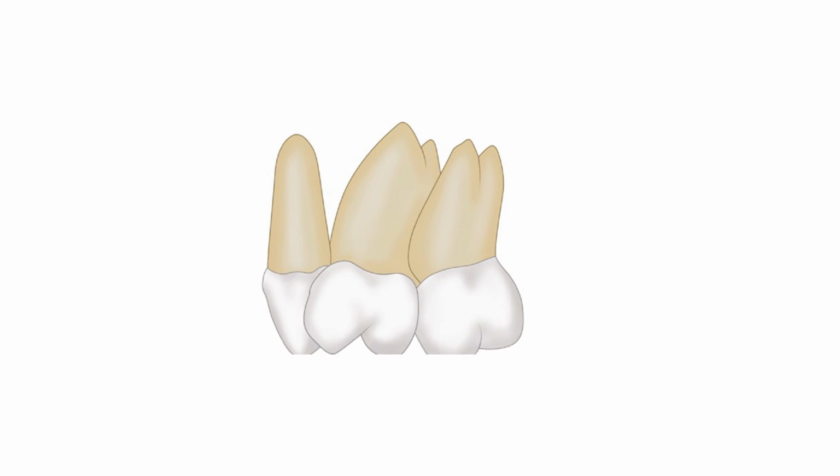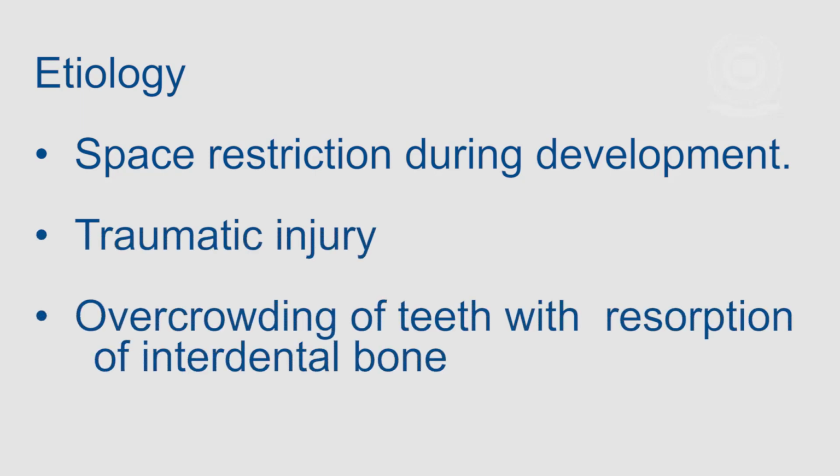Now let's see what is concrescence. Concrescence is a form of fusion which occurs after root formation has been completed and the 2 teeth are united by cementum. Concrescence can occur before or after teeth have erupted. Concrescence may occur if there is a space restriction for the tooth germs during development, or due to some traumatic injury, or maybe due to overcrowding of teeth.